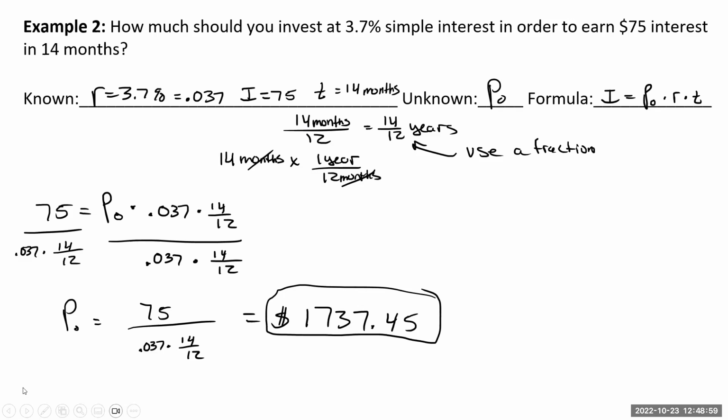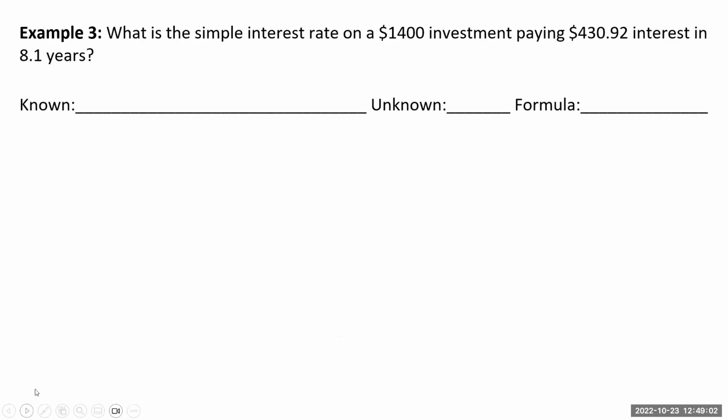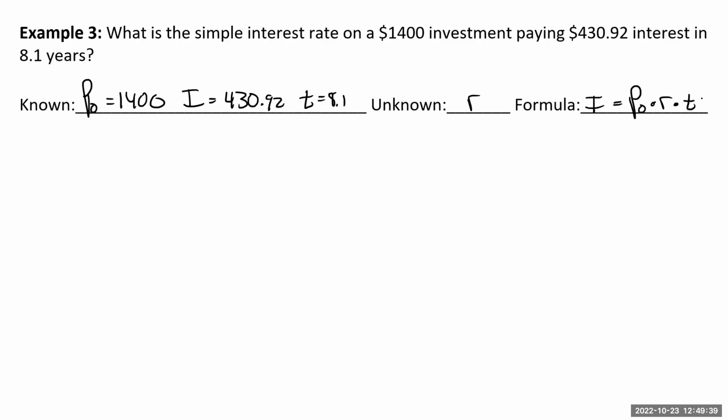Okay. All right, let's go ahead and take a look here at example 3. What is the simple interest rate on a $1,400 investment paying $430.92 in interest in 8.1 years? All right, so what do we know here? Well, we know our initial investment of $1,400, and we know that we earned $430.92 in interest, which is my I value, and I did this in 8.1 years. Well, I'm looking for my interest rate, my R value. So again, since I know what the I value is, I'm going to use the formula I equals P sub 0 times R times T.